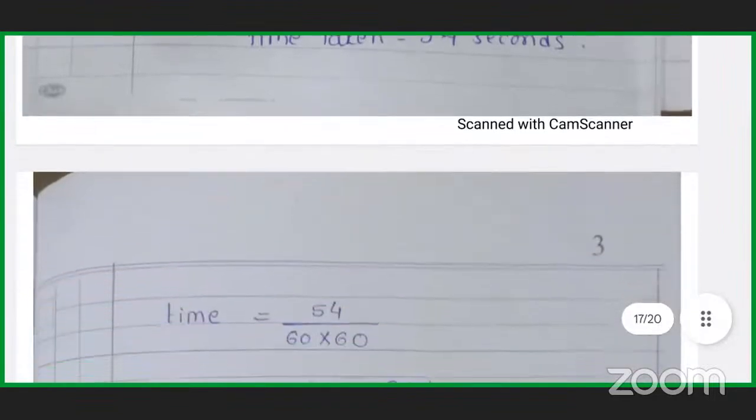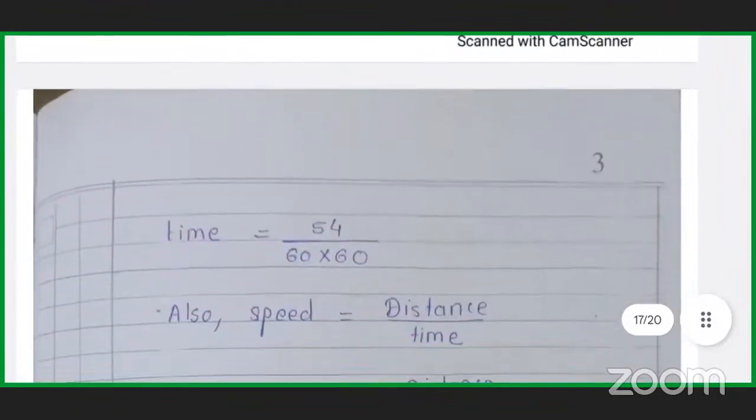So we have to write here time is equal to 54 divided by 60. That will convert it into minutes. And that minute is also converted into hours, that is multiplied by again 60. So what is here time in hours? 54 upon 60 into 60.